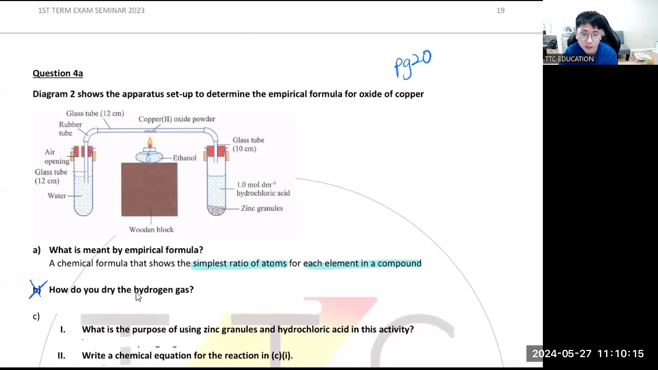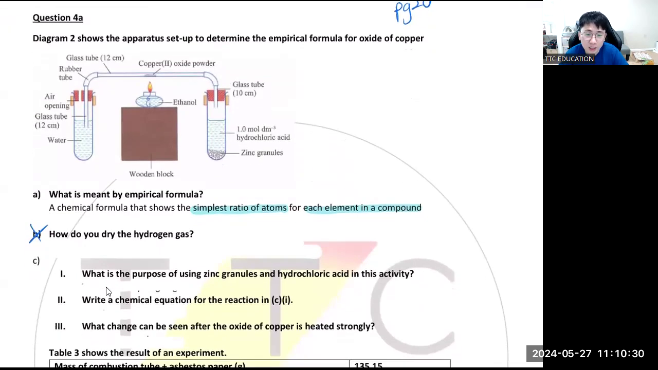Okay, so this question is only applicable for the old version. Okay, the old version empirical formula for copper oxide. But nowadays you all use the new version already lah. You all don't use the old version anymore. So for B, you all just cancel off. Not gonna do B. Okay, C.